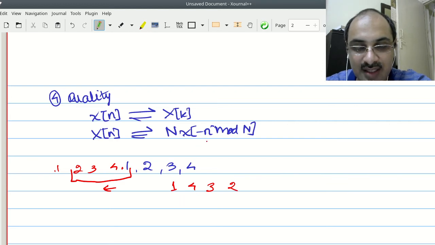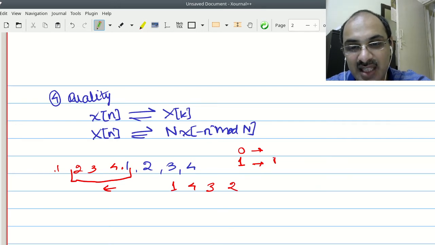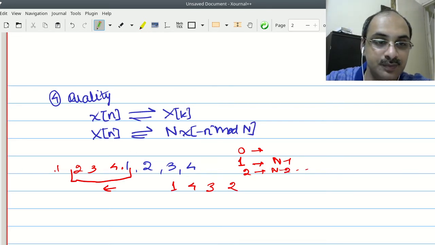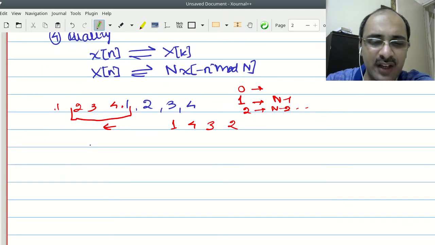Or if you look at this minus n mod N, when n is 0, you get the 0 value. When n is 1, it's minus 1 mod N. Minus 1 mod N gives you the N minus 1th value. When n is 2, you get the N minus 2th value, and so on. So how do you prove this property? This property is not very difficult to prove.